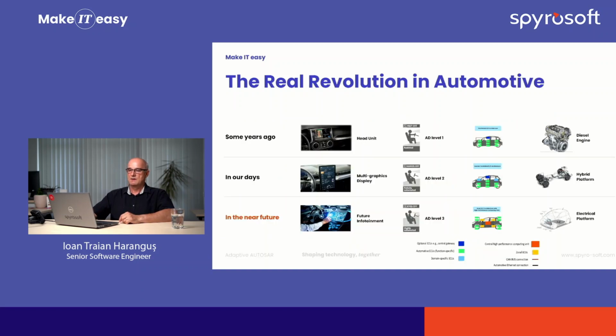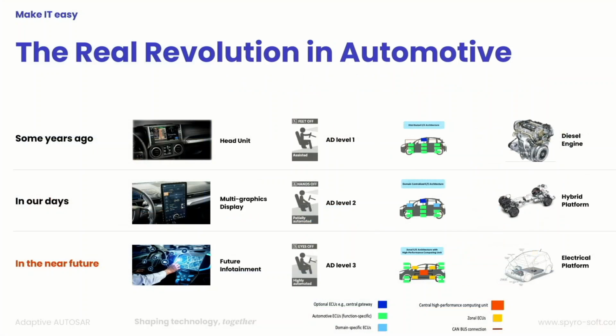And then, of course, the real revolution in automotive concerns different aspects of the car systems. For example, from the head unit display, which was deployed in several million cars some years ago, we now have multi-graphic displays, and in the future we could have infotainment features which allow us to install and subscribe to, for example, Netflix and Spotify. Of course, these infotainment systems could be used when the car is not in motion, for example in a traffic jam. We could also evolve the autonomous driving level from level 1 to level 3, where we could assist, for example, braking systems, detect traffic lanes, and implement automatic parking systems.